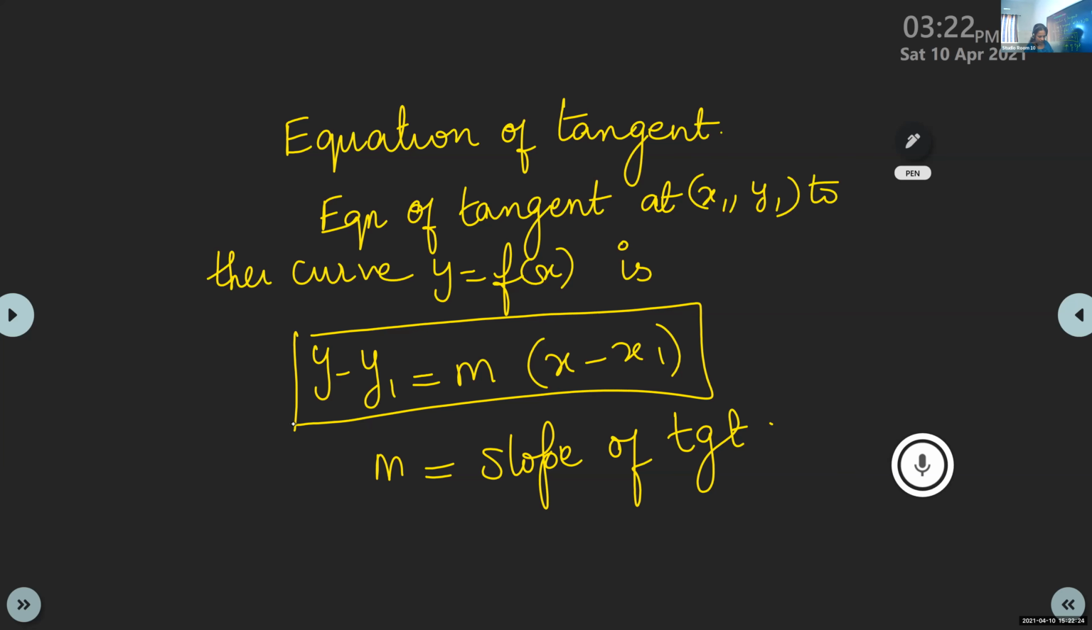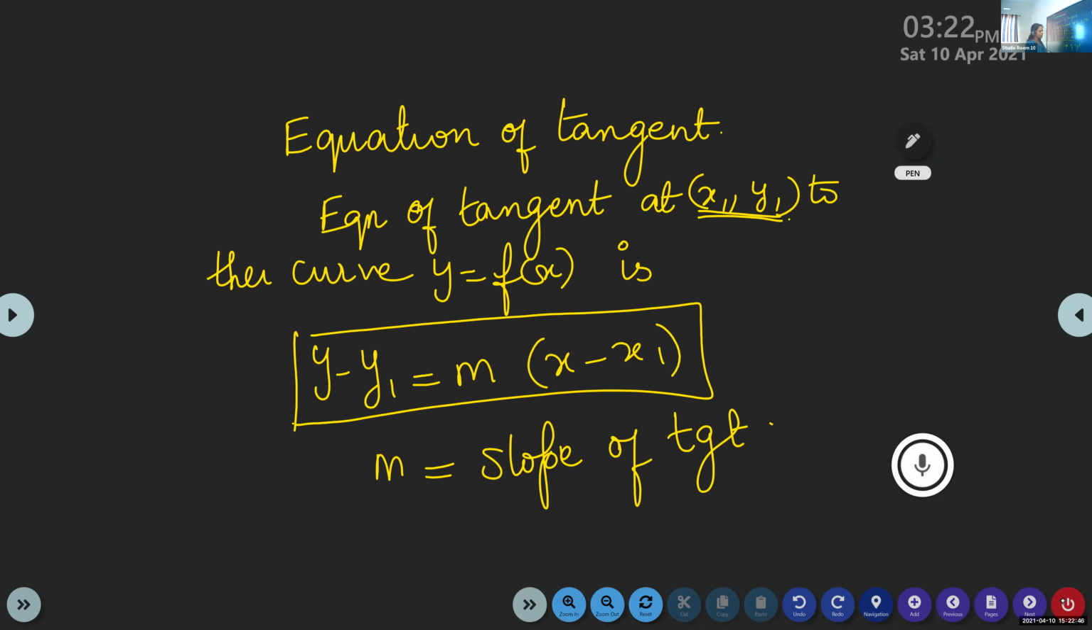So equation of this tangent is y minus y1 is equal to m into x minus x1. Equation of tangent at the point x1, y1. That point x1, y1 only we are substituting here. To the curve y is equal to f of x, it is given by y minus y1 is equal to m into x minus x1. What is m? M is the slope of the tangent.